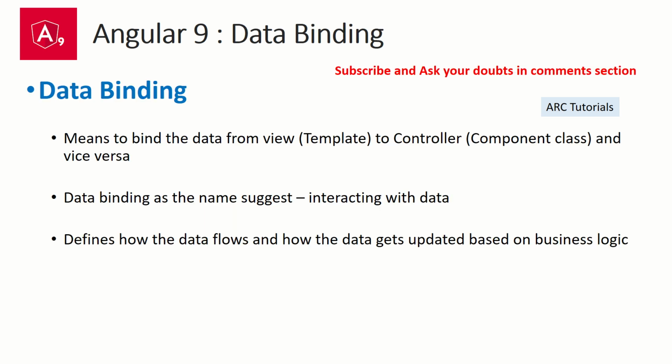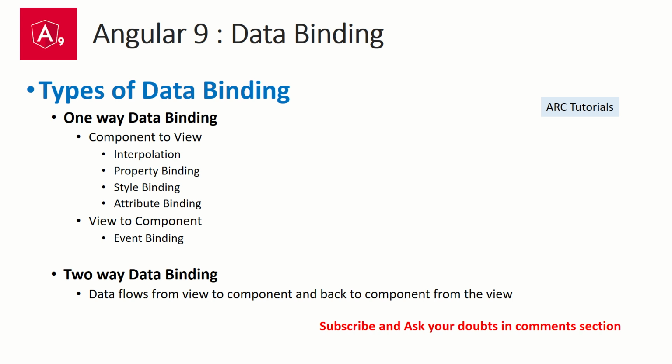We are continuing on the data binding series, which is one-way data binding. So data binding is a means to bind the data from either template to controller, or controller to template, or both ways. As part of data binding, we have learned about interpolation, property binding, attribute binding. Now we will learn event binding.